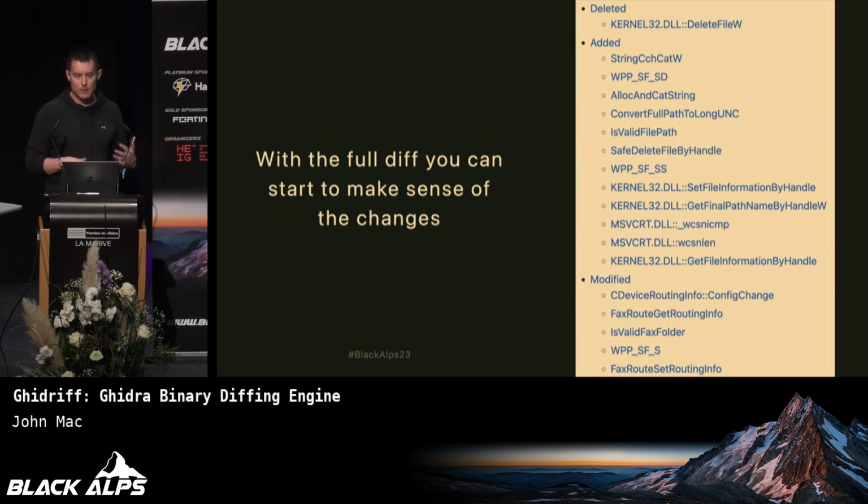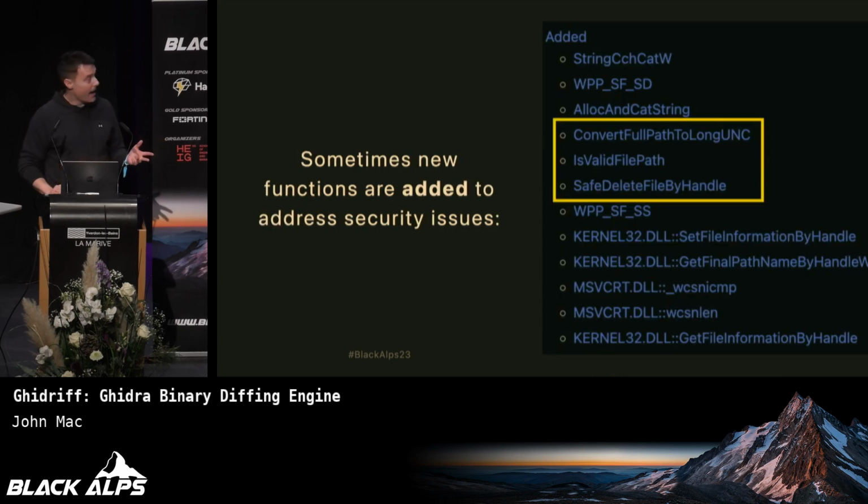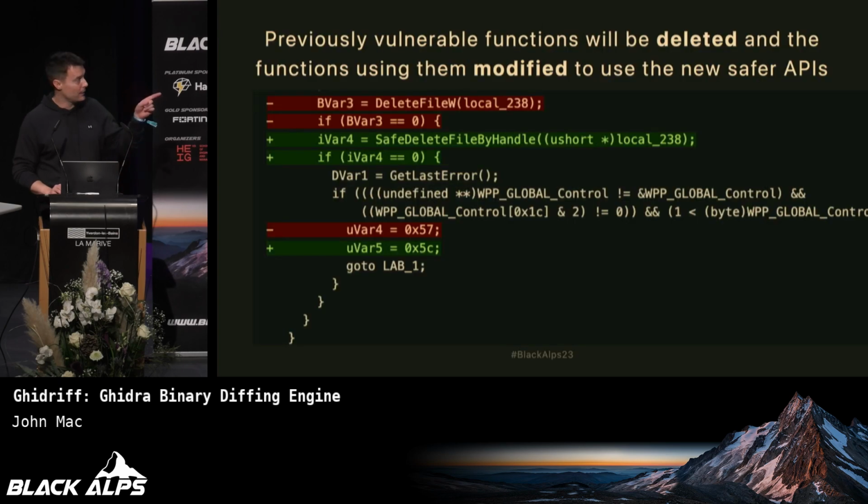Now, I'm using Windows examples here, but you can tie this to other types of binaries. Windows examples make really good slides, because you can start to see which functions were added. In this case, this was a patch diff of a CVE for a Windows binary. And they added some functions called isValidFilePath, safe delete file by handle, convert path to long UNC. These are all things that you would add to more safely delete a file on Windows. If you jump down to the functions that were modified and are using these new functions, you'll start to see they deleted this delete file call, and they replaced it with this safe delete file call. Well, that's a pretty straightforward example of patch diffing, seeing what did they fix here?